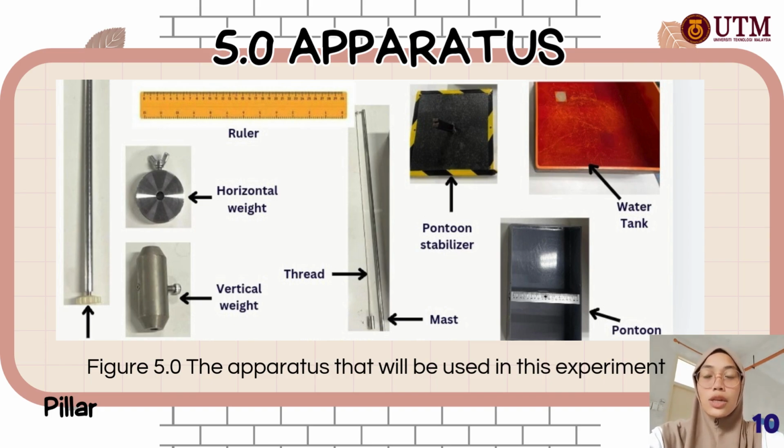So next, for the apparatus, there will be a ruler for the measurement, and then a pillar that will be attached with the horizontal weight, and the vertical weight attached with the mass and also thread, and then the pontoon stabilizer that will be used to find the CG, which is the center of gravity, and also the pontoon body and the water tank.